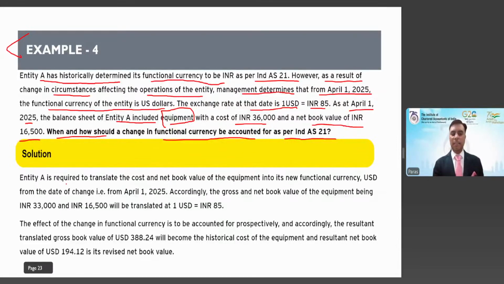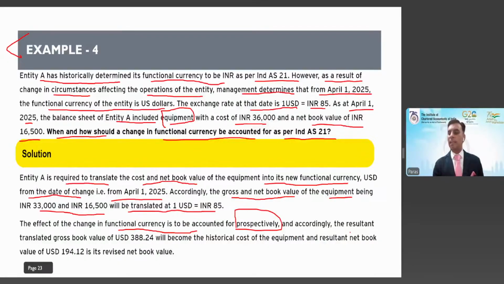It says entity A is required to translate the cost and net book value of the equipment into its new functional currency, that is USD, from the date of change, that is 1st of April 2025. Accordingly, the gross book value and the net book value of the equipment being 33,000 and INR 16,500 respectively will be translated at the rate of INR 85. The effect of change in the functional currency is to be accounted for prospectively, and accordingly, the resultant translated gross book value of USD 388.24 will become the historical cost of equipment, and the resultant net book value of USD 194.12 is its revised net book value.